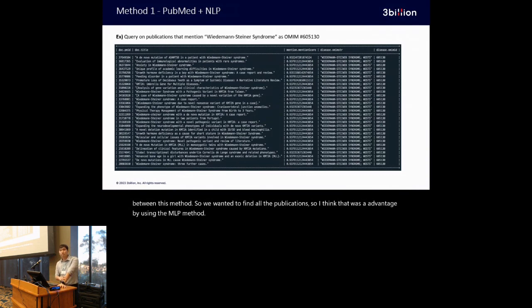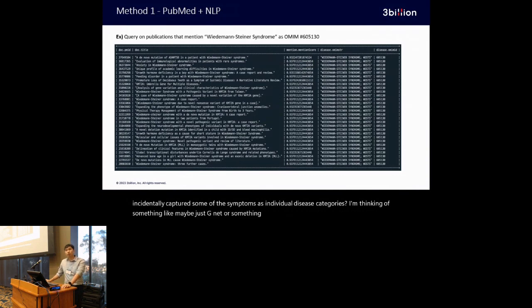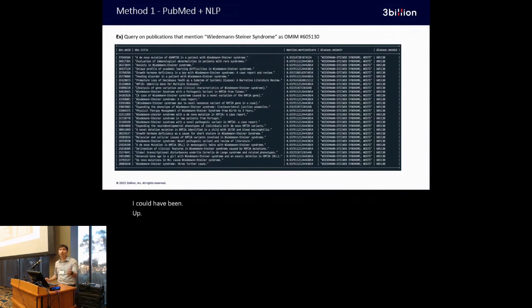Did you try any databases that were not designed specifically for rare diseases, but have incidentally captured some of the symptoms as individual disease categories? I'm thinking of something like maybe just GeneNet or something where you could find some of the same phenotypes that you see in the rare diseases, even though it's not designed specifically for rare disease. Well, I think that's a good idea. Our company is focused on rare diseases, so that's why I could have been a bit limited. Yeah, I think that's a good idea, and I can further check them when I get back to Korea. Thank you.